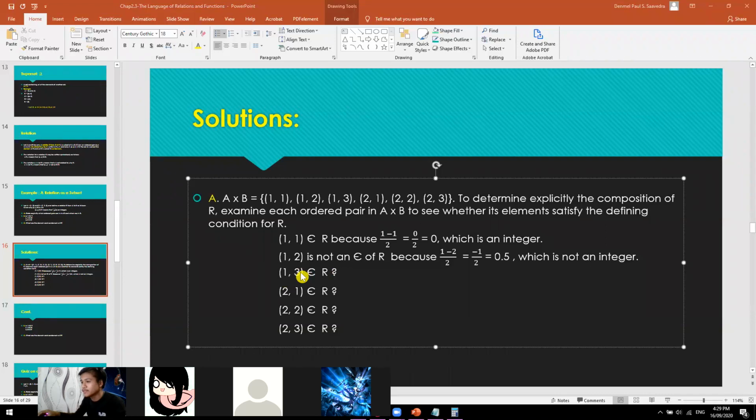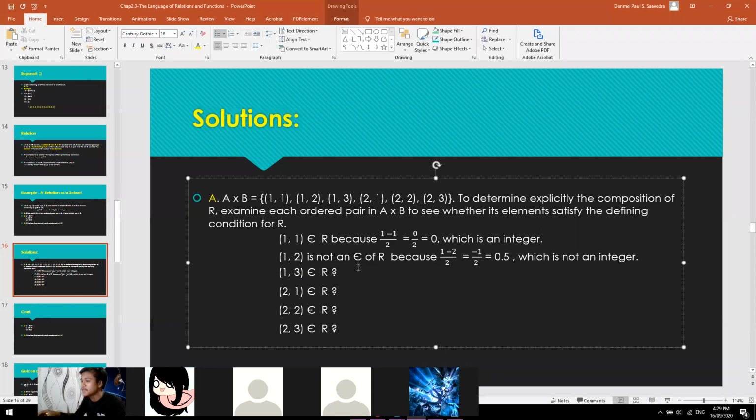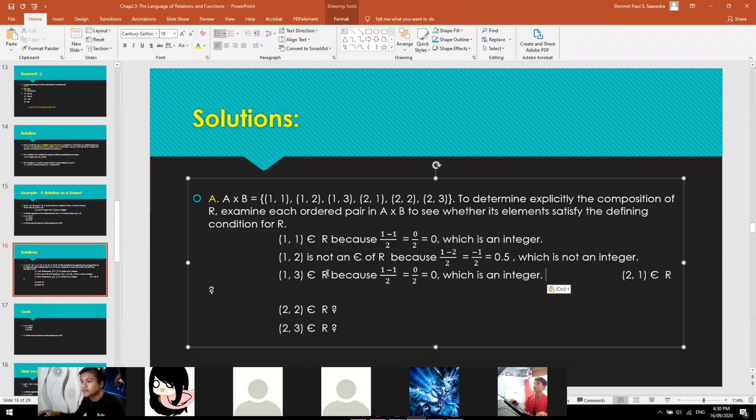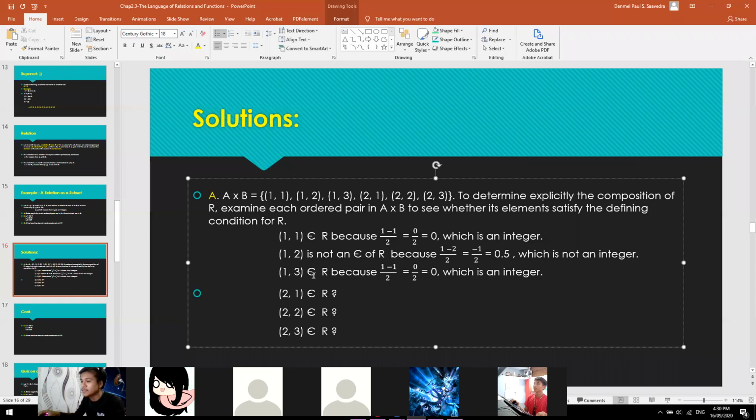Is 1, 3, or is this ordered pair related with each other? Yes, sir. So 1 minus 3 is negative 2. Divided by 2 is negative 1. So negative 1 is a whole number. So they are related with each other. So 1, 3 is an element of relation because 1, 3. So bear with me. So mas mabilis sana to kapag word ang gamit. This one is negative 2 divided by 2 is equal to negative 1. Okay, which is an integer.